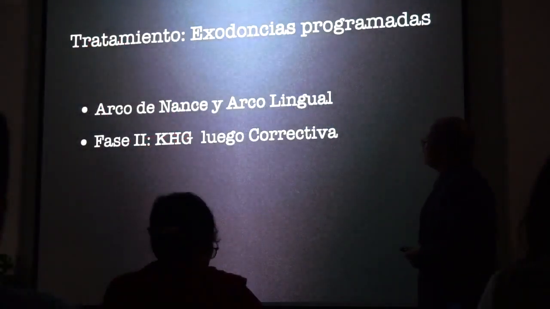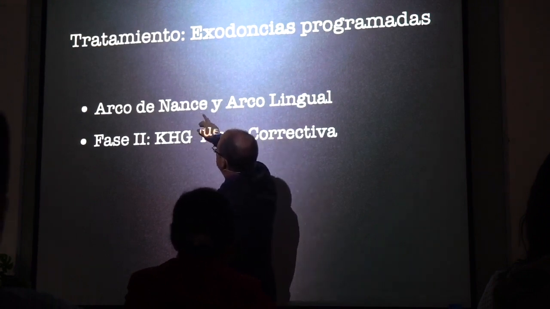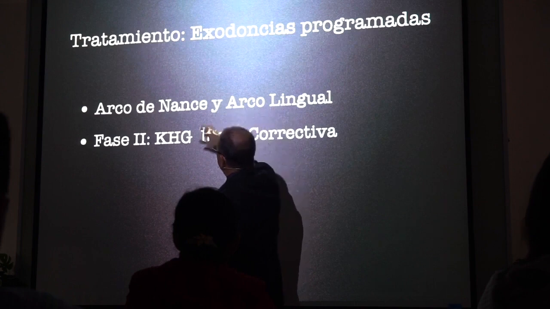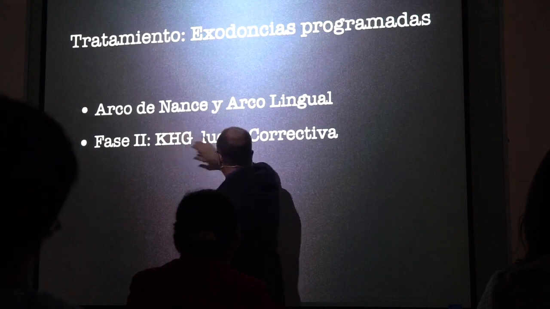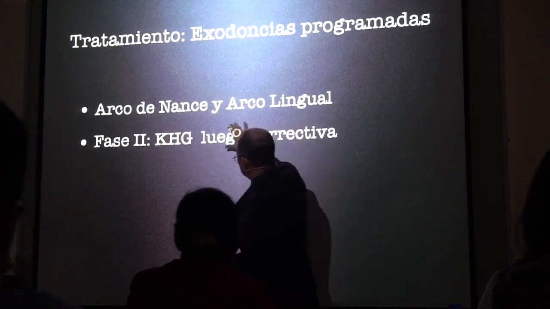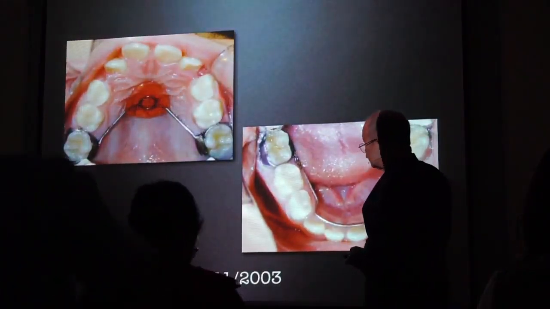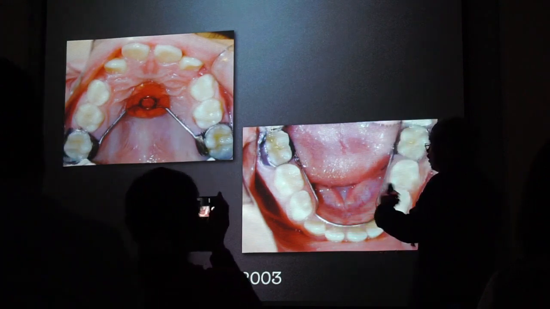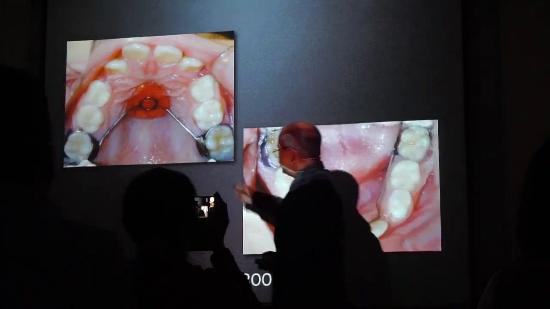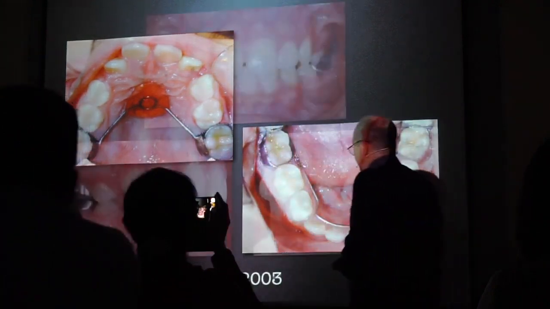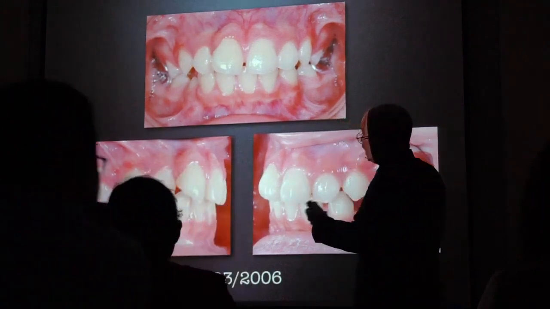So the plan with this patient was to put a Nance appliance, lingual arch, and cervical headgear. This is cloven headgear, it's the same as cervical. And after that, a second phase, corrective phase to perfection. So this is the moment that we were performing extraction. Then we place this lingual arch and this Nance. After that, we put the headgear for maybe 8 months.